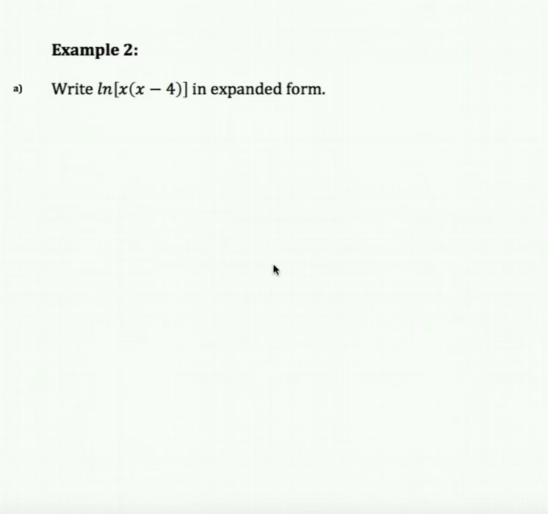We are going to write the natural log of x times x minus 4 in expanded form. So we're going to use those rules, the quotient rule, product rule, and power rule to expand this. Natural log is the log that I'm using, log base e. In here you see I have x times x minus 4, so I know that I'm going to be using the product rule, because I have multiplication.